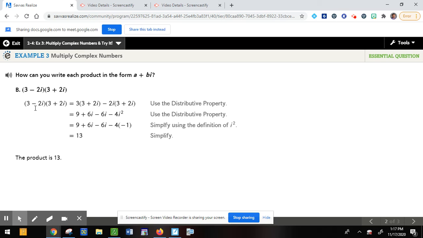The 6i and the negative 6i will add to 0, so that's gone. The negative 4i squared, remember i squared, we're going to switch out for negative 1, so you get negative 4 times negative 1, which is positive 4. And then 9 plus 4 is 13. Again, there is no imaginary number anymore because that added to 0. All right, so the answer to this was 13.